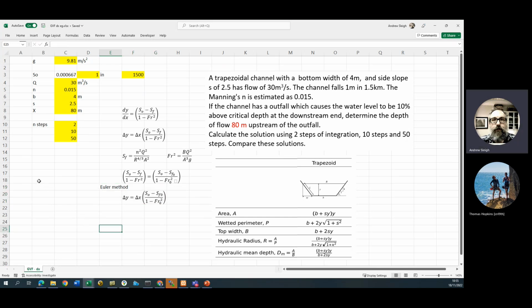So let's start setting up an iteration. So let's just do the 2-step one. So n steps, I'm going to write as 2 here. Y naught. Okay, so I haven't discussed y naught. So what's the starting value of y we're going to use? Well, the question says it causes the water level to be 10% above critical at the downstream end. So that's our y naught.